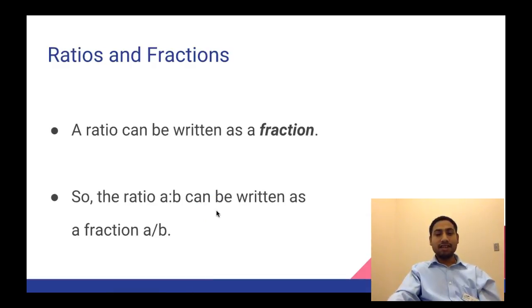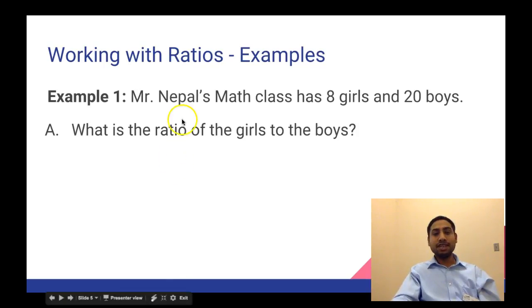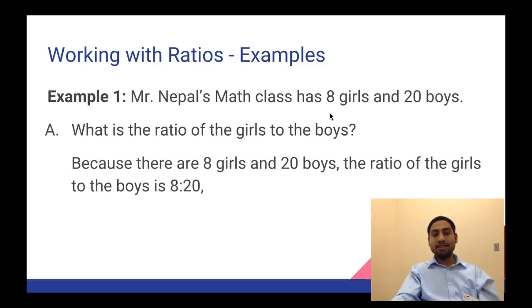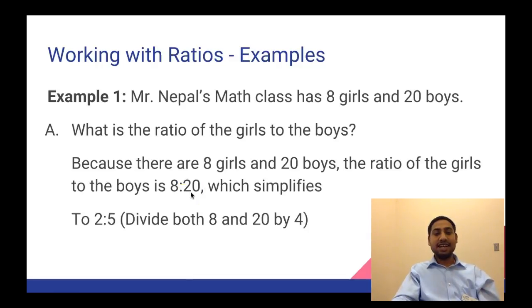With that said, let's look at this example. So suppose that in Mr. Nepal's math class, there are 8 girls and 20 boys. The first question is, what is the ratio of the girls to the boys? Well, there are 8 girls and 20 boys, so the ratio of the girls to the boys is 8 to 20. Now, of course, this is not in the reduced form. We'll reduce it and write it as 2 to 5. So if I were to divide both 8 and 20 by 4, I get 2 to 5 as the reduced form, because 4 times 2 is 8 and 4 times 5 is 20.